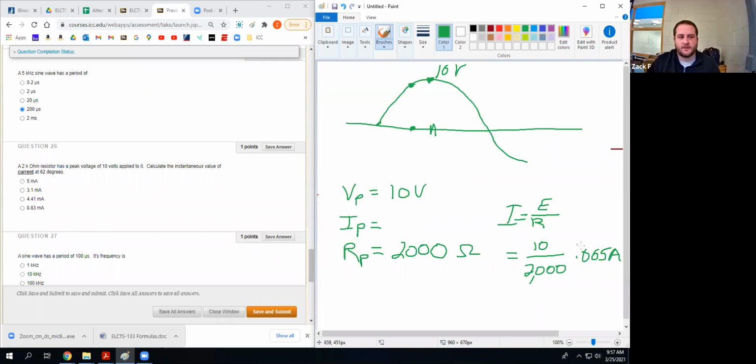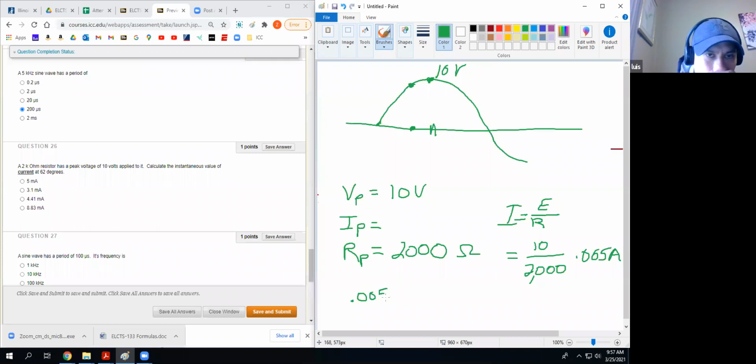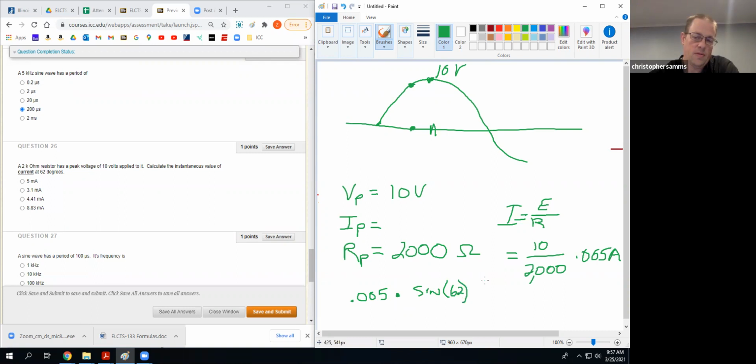And then what do we do with that to find it at 62 degrees? Sine of 62. It's 0.005 times sine of 62, correct? Yeah. All right. So yes.